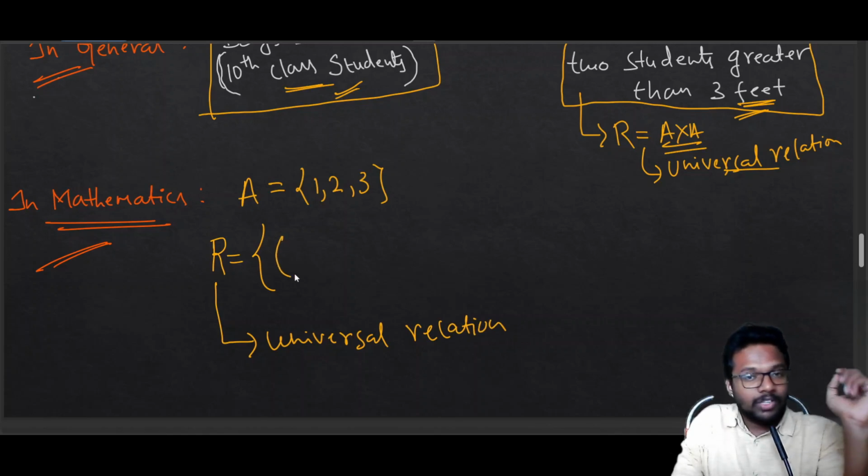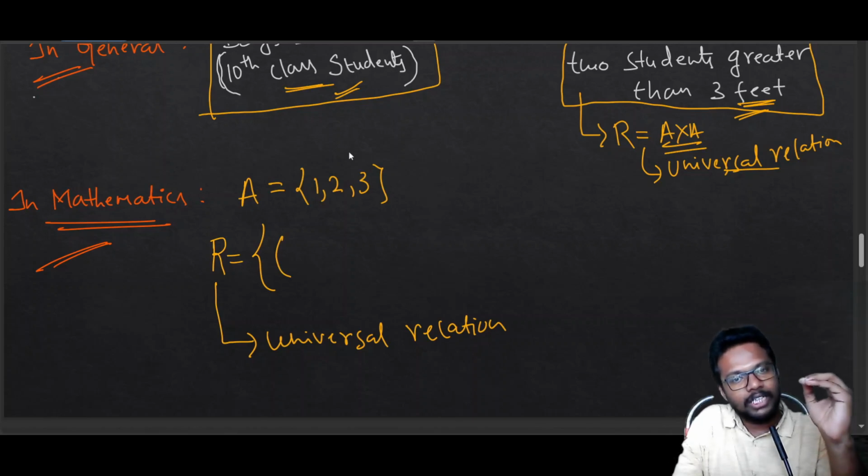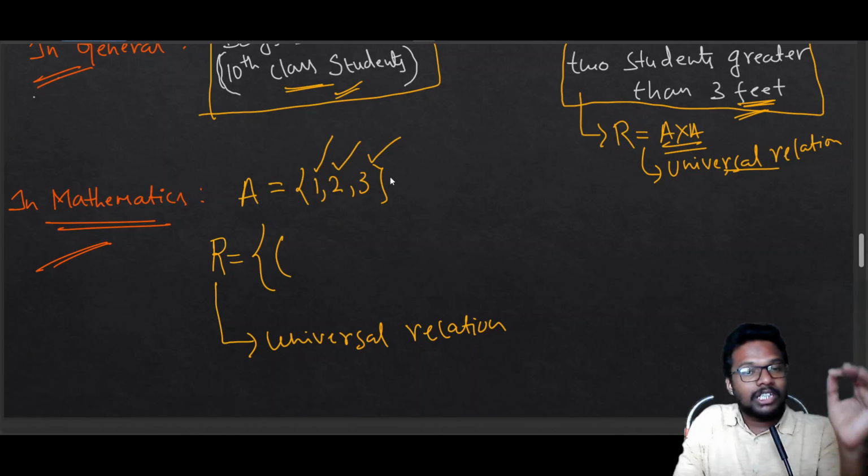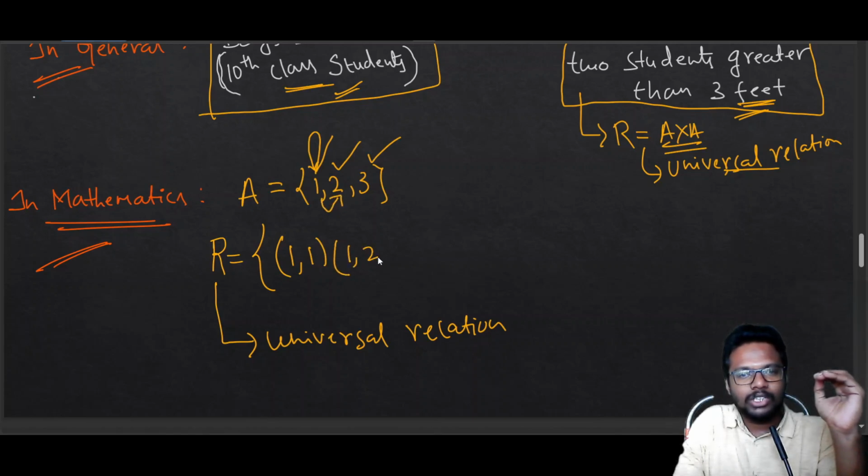So here, the universal relation definition says each element of A, it can be 1, it can be 2, it can be 3. We have to consider every element of A, means we have to consider 1, 2, and 3 also. So first I am considering 1 is related to 1, so I am writing it as the ordered pair 1 comma 1. Next, 1 is related to 2, and 1 is related to 3, here I am writing 1 comma 3.